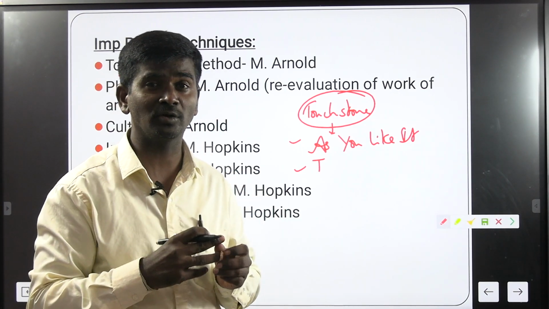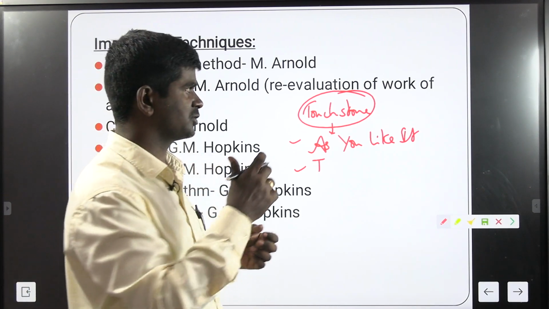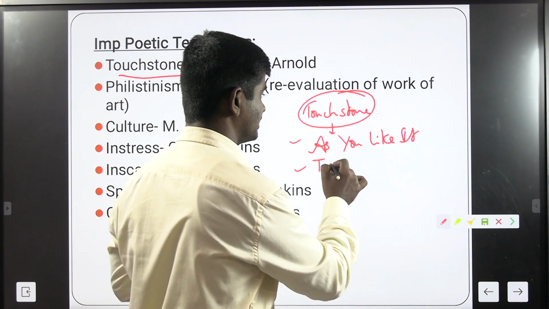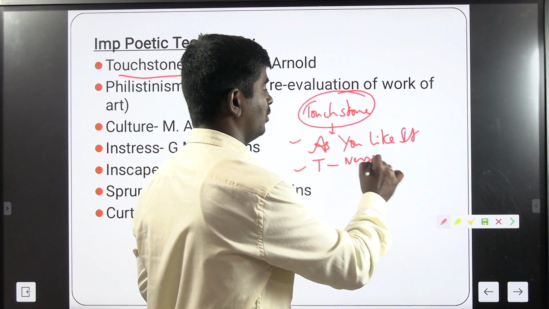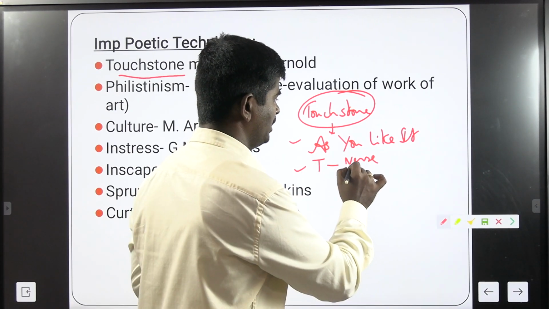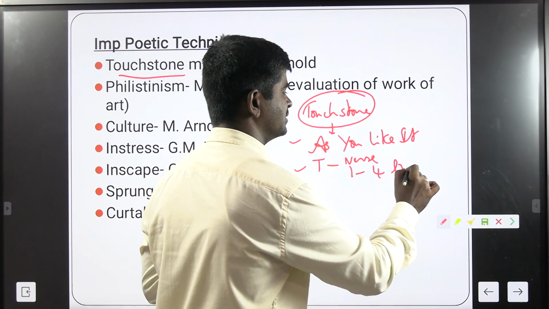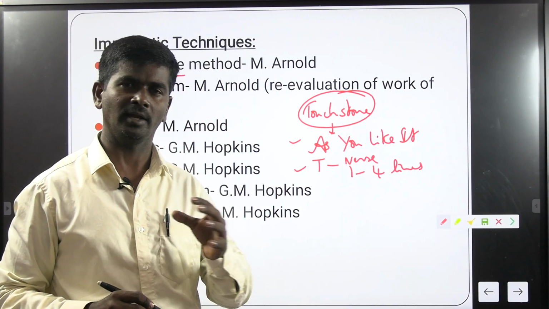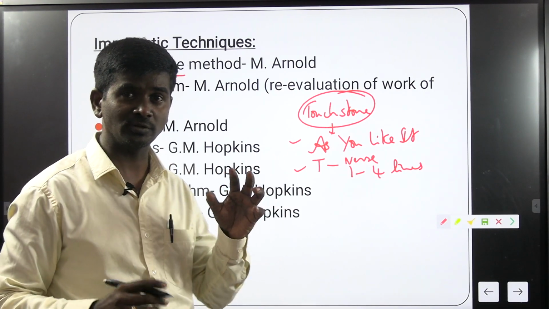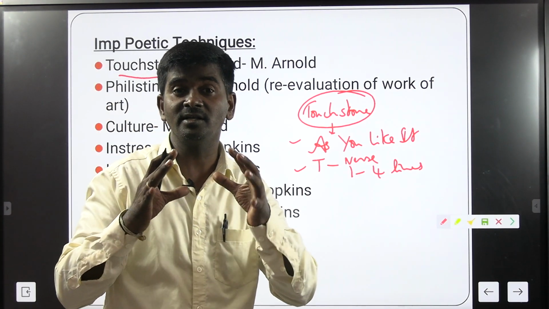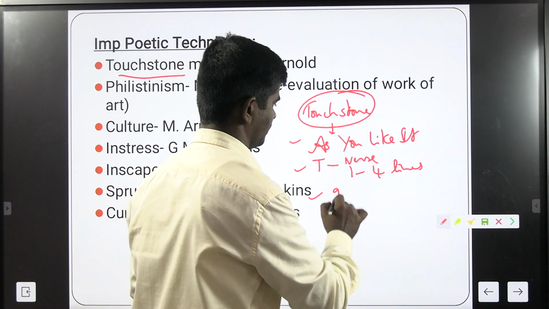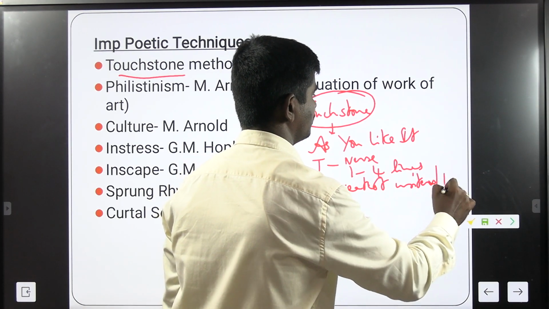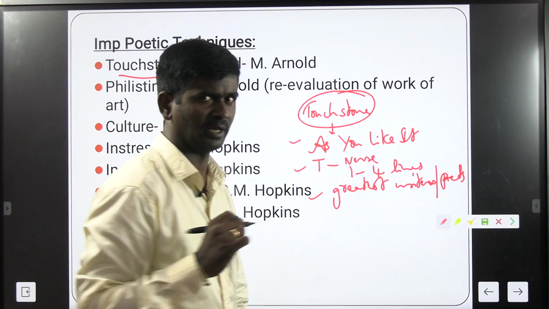But what does touchstone mean according to Matthew Arnold? Touchstone refers to a stanza or a line of words. It's a poem, a stanza, of minimum 1, maximum 4 lines. And these stanzas, these touchstones, are usually taken from the greatest writers. Not everybody, only the greatest writers, greatest poets, according to Matthew Arnold.